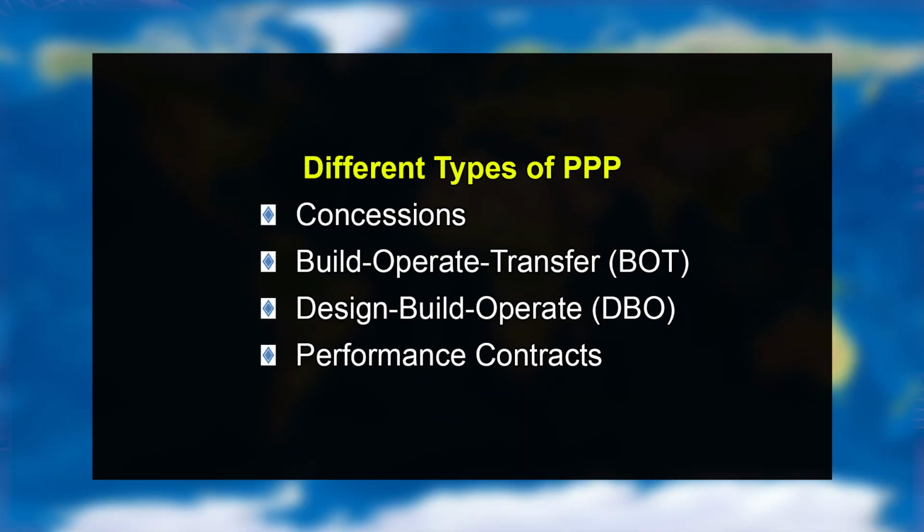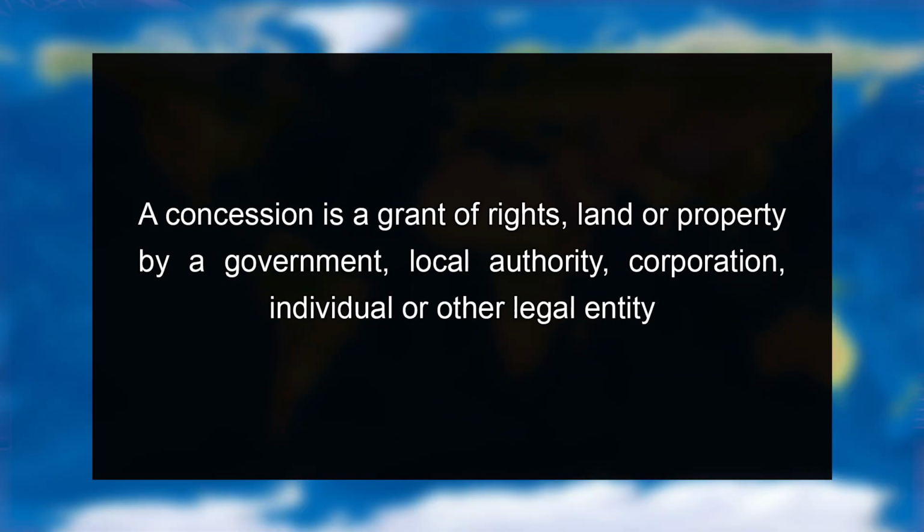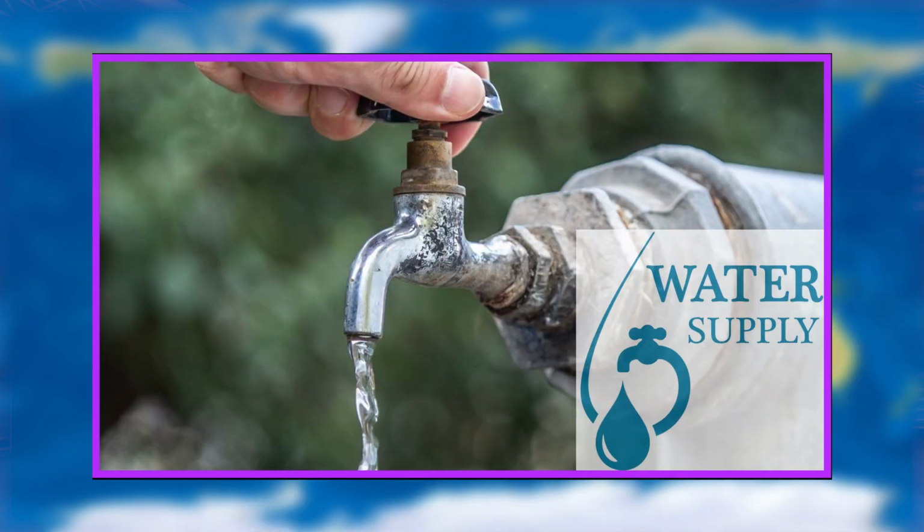Different types of PPP are concessions, build, operate and transfer, design, build and operate, performance contracts, and a few more. The private entity enjoys a concession for use of the asset to recover its cost and margin. A concession is a grant of rights, land or property by a government, local authority, corporation, individual or other legal entity. Public services such as water supply may be operated as a concession.